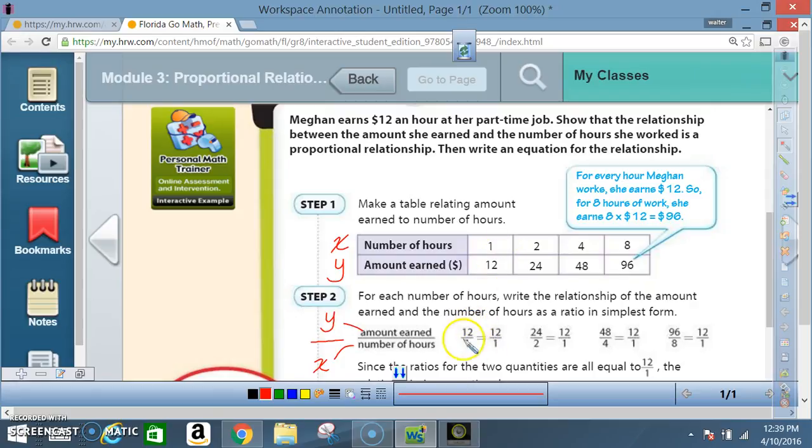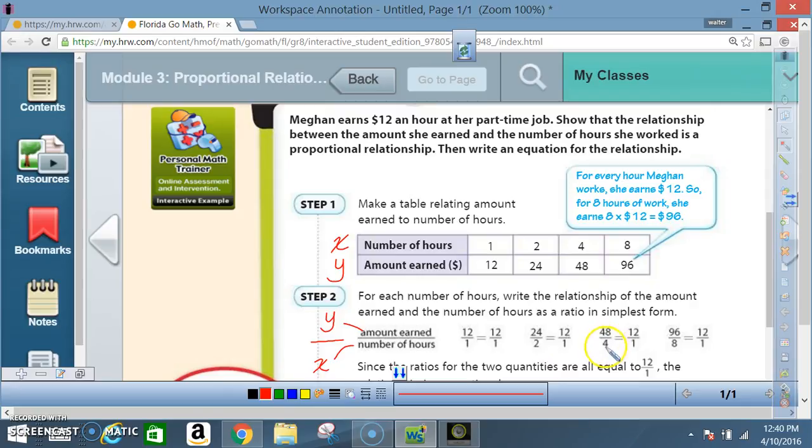So in each case, you end up with 12 over 1. Here, 12 over 1 comes out. Here you get 24 over 2, which reduces to 12 over 1. Here you get 48 over 4, which reduces to 12 over 1. And then 96 over 8, it reduces to 12 over 1. All right, now to reduce, you're saying 2 goes into 2 once. 2 goes into 24 12 times. So that's why that's 12 over 1.